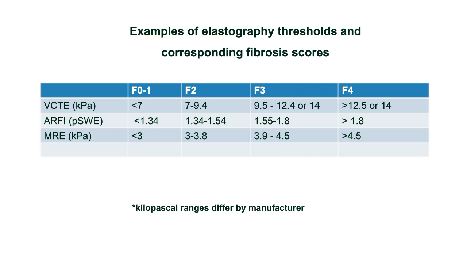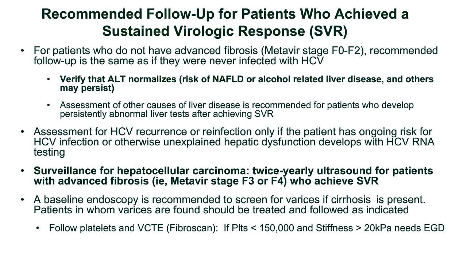So once you have treated your hepatitis C patient, how do we incorporate these biomarkers? Well, it's important, when you have cured somebody, to make sure that the ALT has normalized. Again, our guidelines suggest that you have to verify that the ALT has normalized. And if it hasn't, then you need to consider risks for non-alcoholic fatty liver disease, alcohol, and other diseases that you may not have considered prior to initiating hepatitis C therapy.